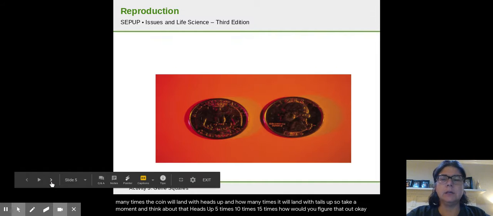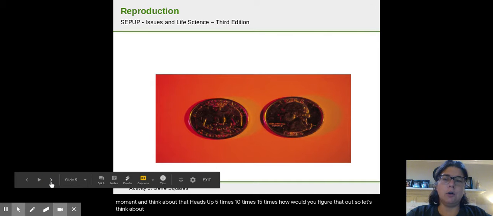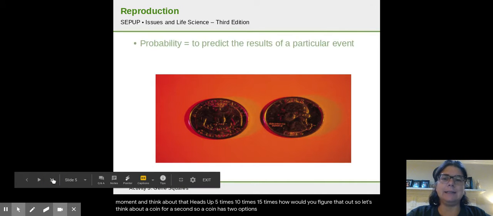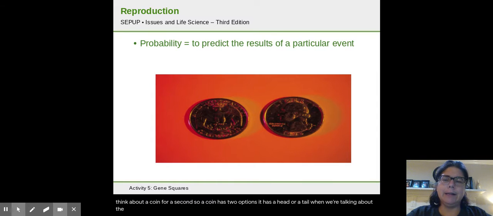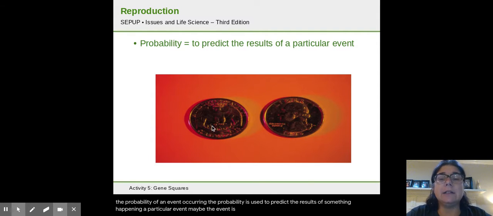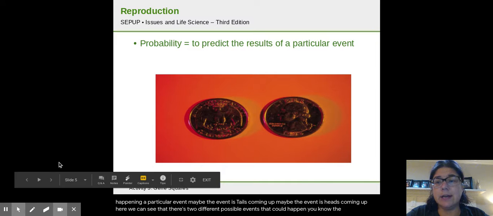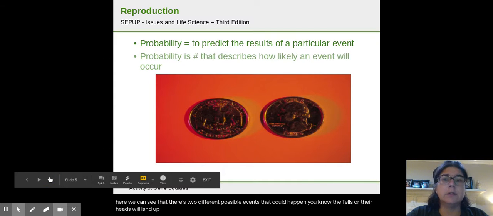Okay, so let's think about a coin for a second. A coin has two options. It has a head or a tail. When we're talking about the probability of an event occurring, the probability is used to predict the results of something happening, a particular event. Maybe the event is tails coming up. Maybe the event is heads coming up. Here we can see that there are two different possible events that could happen. Either the tails or the heads will land up.